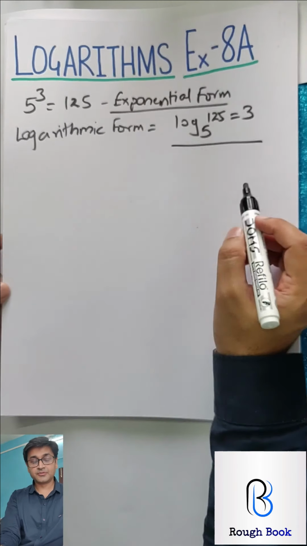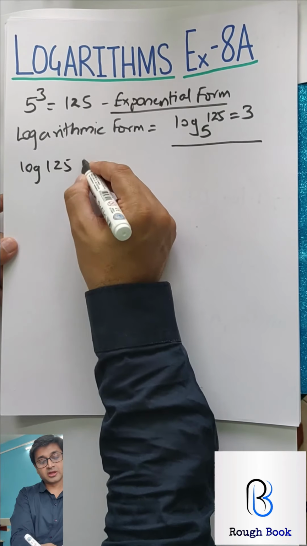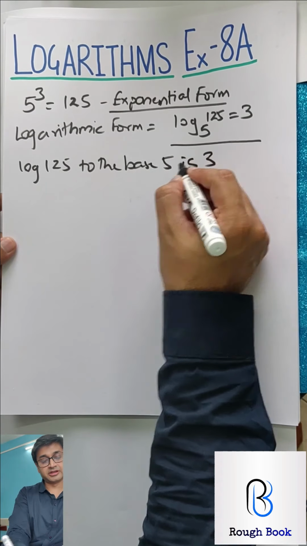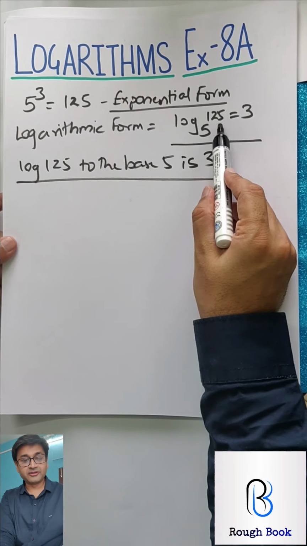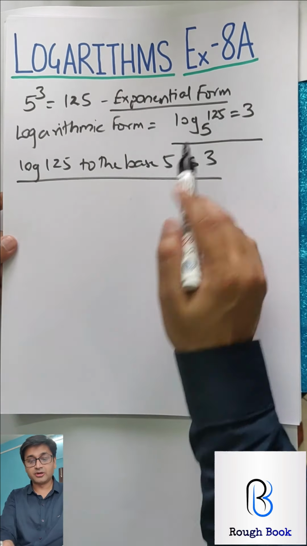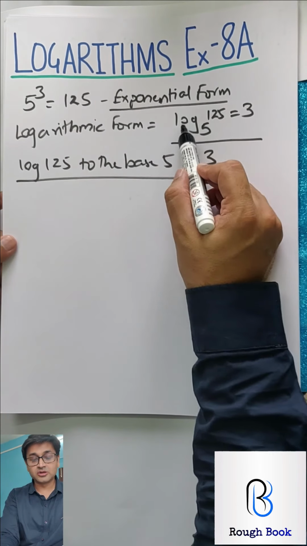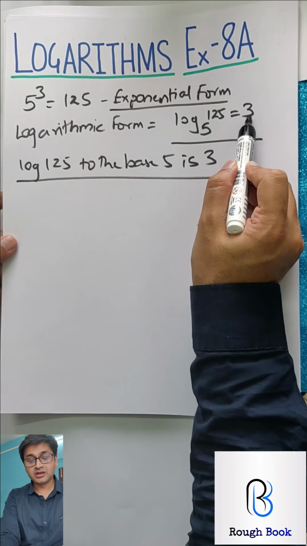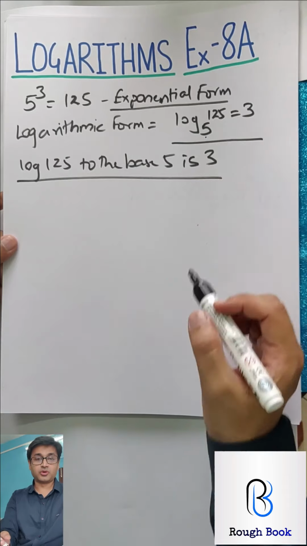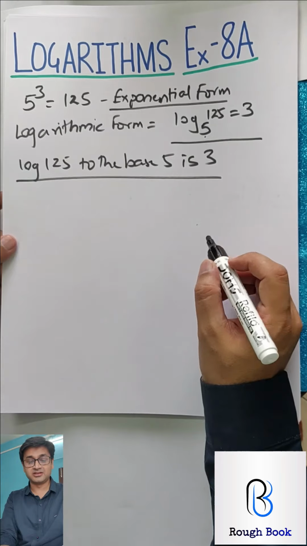How do you read this? You read this by saying log 125 to the base 5 is 3. That's how you read it. But how do you write it? I generally don't remember to write log 125 to the base 5 as 3. How I write is log 5 3 equals 125, so 5 cube is 125. That's how I remember. You can remember it the way you want, but that's the easiest method.